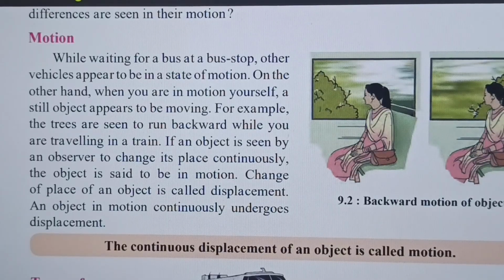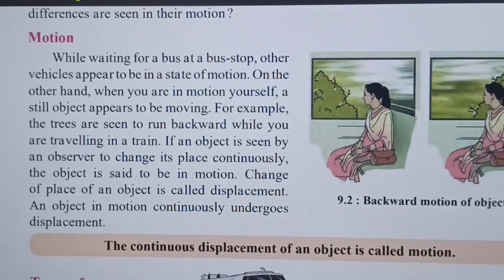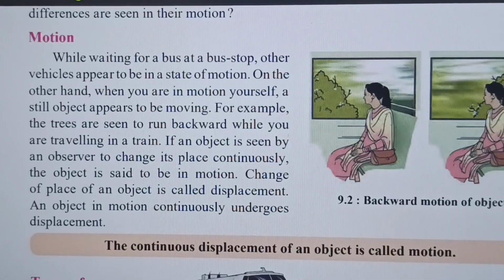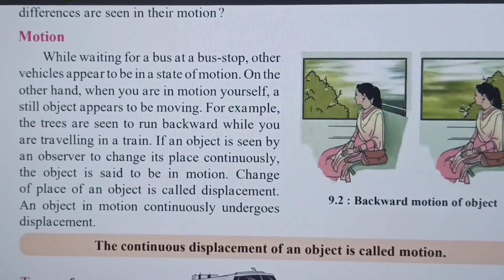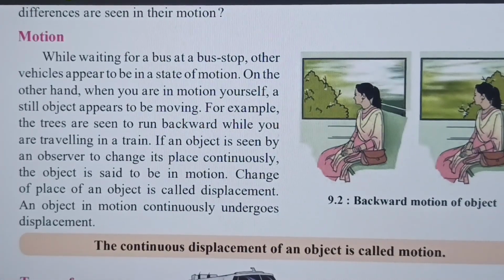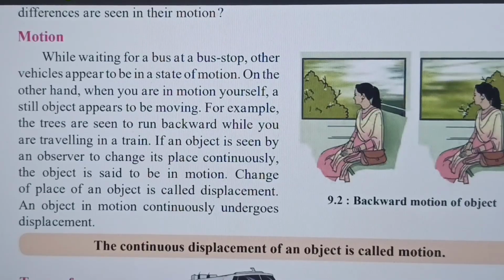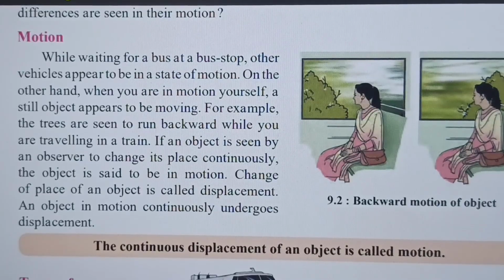So at that time, the still object outside, for example somebody sitting at the bus stop, is in motion for you, while you yourself are still. You are not moving, so the other thing seems to be in motion. So it's a vice versa process, it is always the other way around.